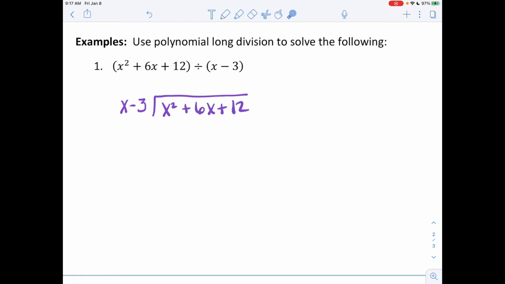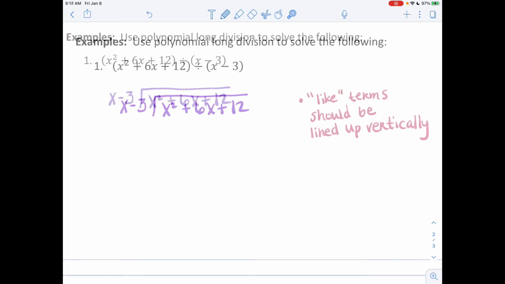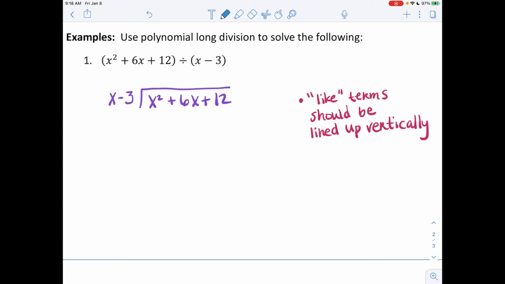Notice here I start with an x squared term. The next thing I have is an x term, which is an x to the first power, and then finally my constant. So all terms are present and accounted for. We're not going to need to insert any of those zeros I was mentioning just above. So let me show you how this works.